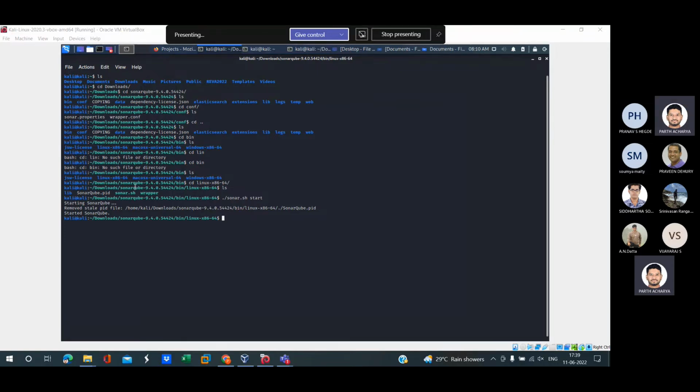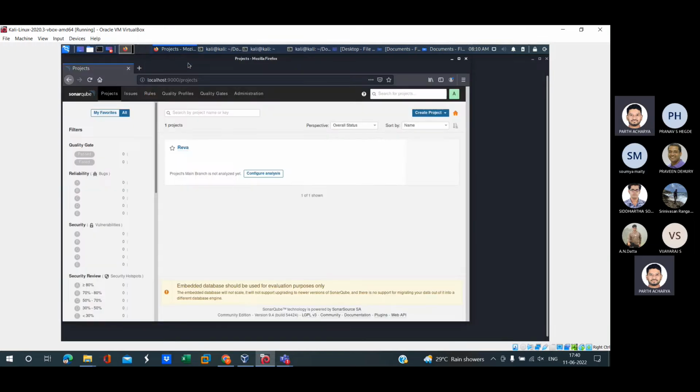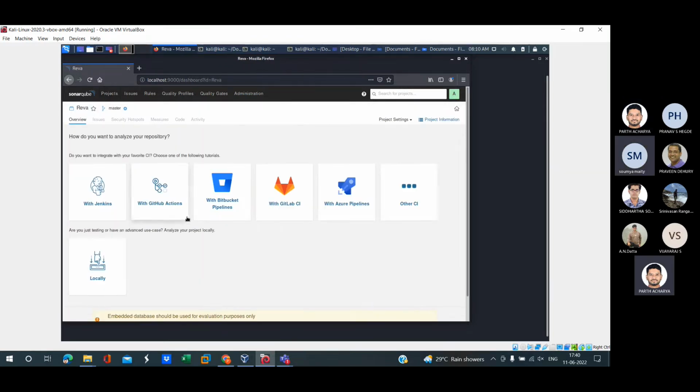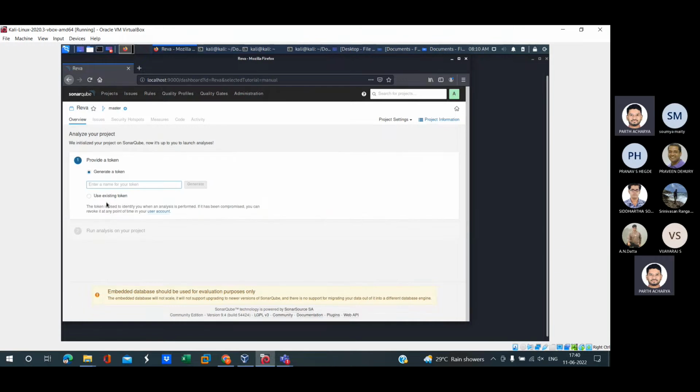Okay. So I had downloaded the zip file. I just started the Sonar, and I can see I logged in with the admin account, so I can see the home page. I had created one project as well. Now scroll down. No, it is locally. You are analyzing it locally. I was analyzing locally. Create a token.